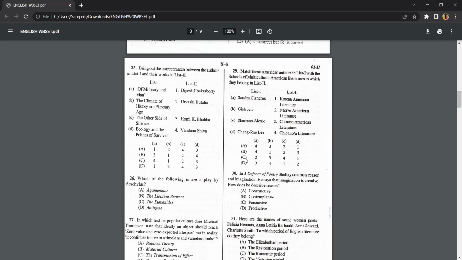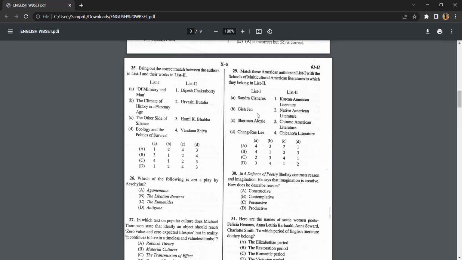Sherman Alexie is a Native American literature writer. I did not know this. I had to take help from Google. And for 29, the answer is A. A4. Sandra Cisneros, Chicano literature.